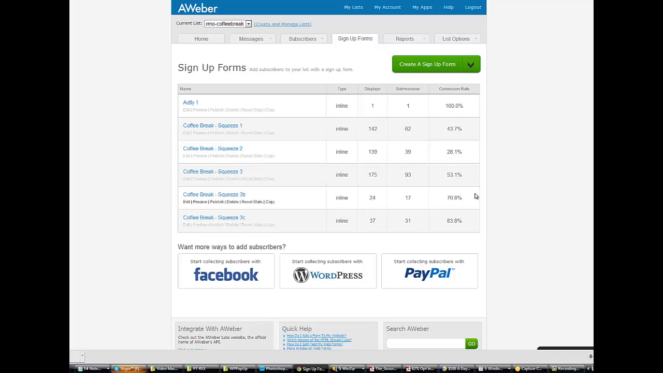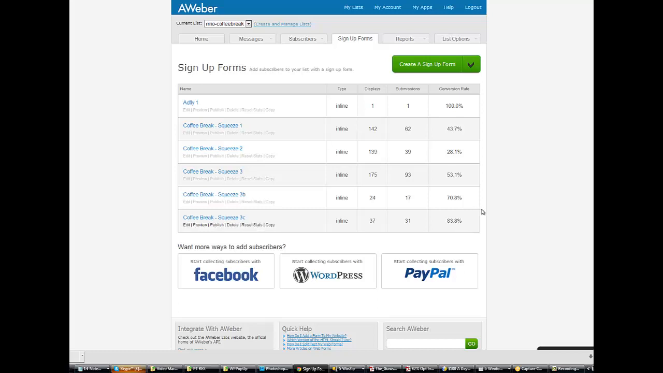And you can see here the difference. 3B, 70.8% and 83.8%, which is actually higher than when I wrote the report. It's going up at the moment, and these are identical squeeze pages. The only difference is the wording in the heading.